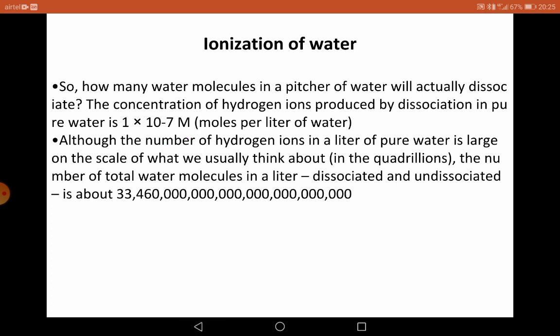Although the number of hydrogen ions in a liter of pure water is large on the scale of what we usually think about, in quadrillions, the number of total water molecules in a liter, dissociated and undissociated, is such a large number.